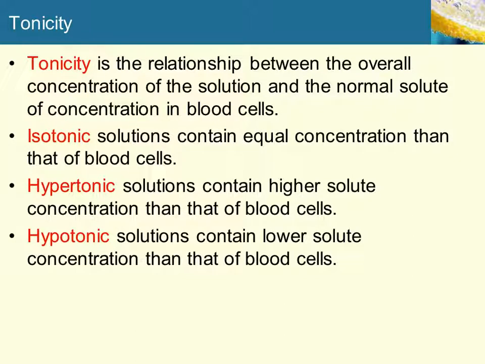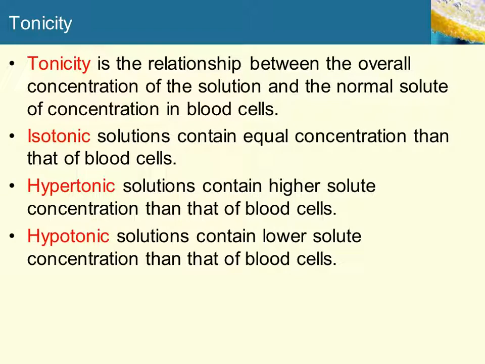Tonicity is the relationship between the overall concentration of the solution and the normal solute concentration in blood cells. So you've probably heard these terms used before. Isotonic: solutions that contain equal concentration to that found in blood cells. Hypertonic: solutions containing higher solute concentration than that of blood cells. And hypotonic solutions contain lower solute concentration than that of blood cells.